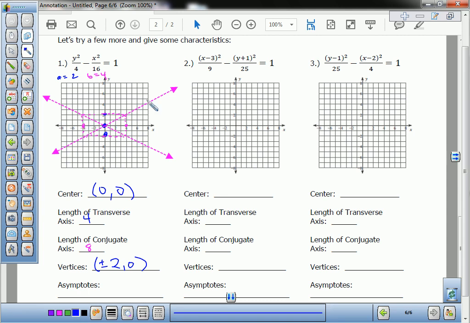Alright, do that little box and draw in your asymptotes. 4 and 4, all the way across.